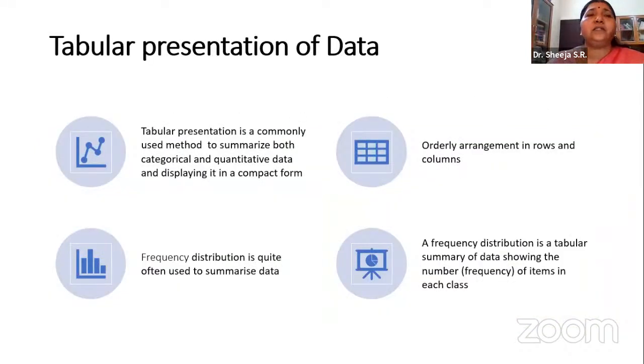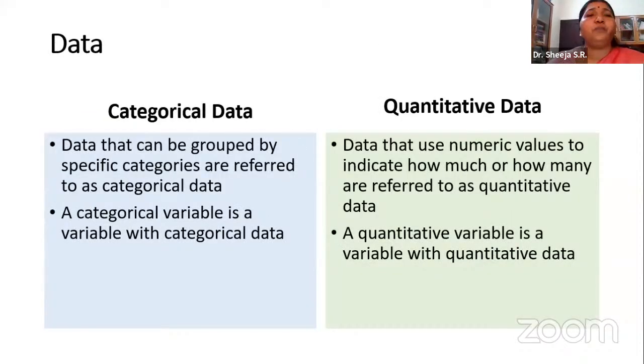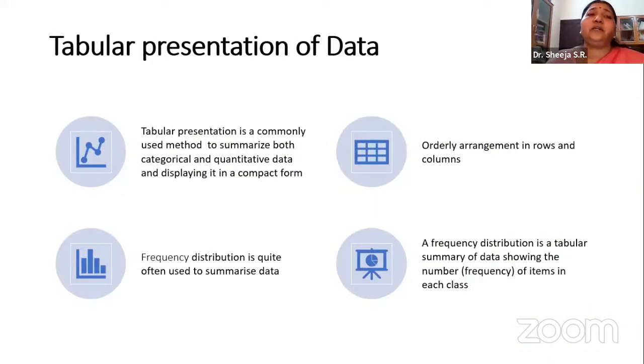Then, in the case of both categorical data and quantitative data, we can use tabular presentation of data. This is one of the very elementary kinds of statistical analysis, your tabular and graphical presentation of data. Tabular presentation is a commonly used method to summarize both categorical and quantitative data and display it in a compact form. You know that it's an orderly arrangement in rows and columns.